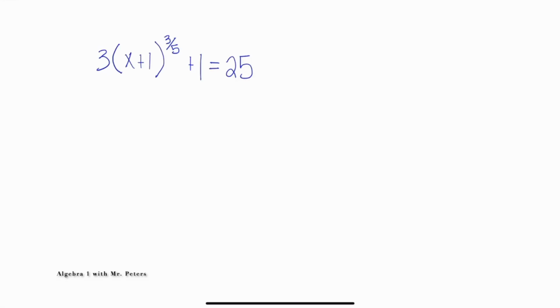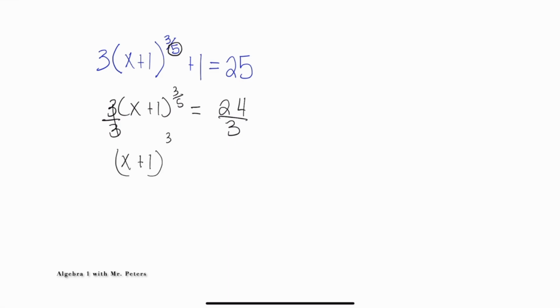In this example, we notice that our index is odd. So we don't have to worry about the absolute value concept like we do with the even root. So after we subtract 1, we're left with 3 times x plus 1 to the 3/5 power is equal to 24. We notice that the rational exponent is not by itself, so we're going to divide by 3. So we have x plus 1 to the 3/5 power is equal to 8.